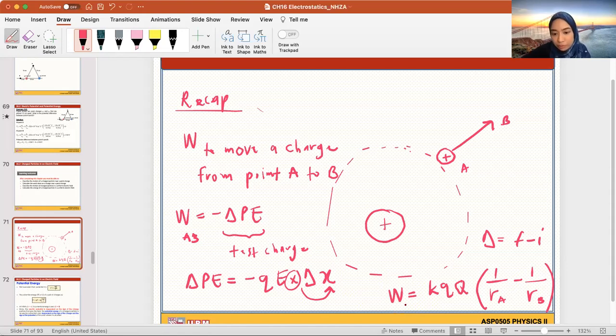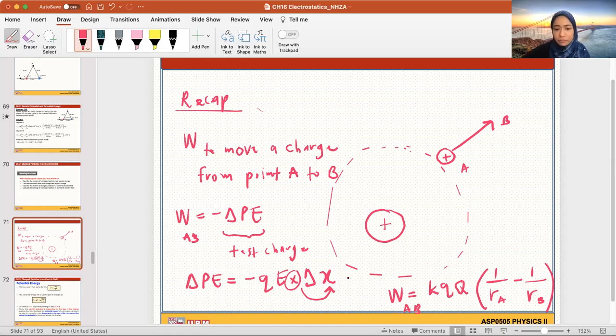So the work done to move it from A to B is a weird equation because it looks like a delta, but it's not really a delta. Okay, so with that said, I know what is W, which means that I will know what is my delta PE using this equation. So I just need to put in a negative sign over here, or I can just flip this over here, 1 over R_B minus 1 over R_A. So you will get the inverse, you will get the negative of work. So that is work and delta PE.